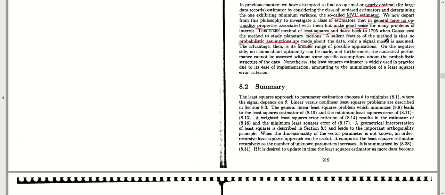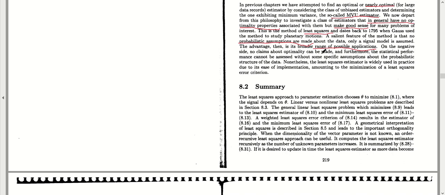Okay, so only a signal model is assumed. The advantage then is its broader range of possible applications. On the negative side, no claims about optimality can be made. So we will not be able to say whether least square estimation is optimal. Of course, it may not be, and most likely it will not be.